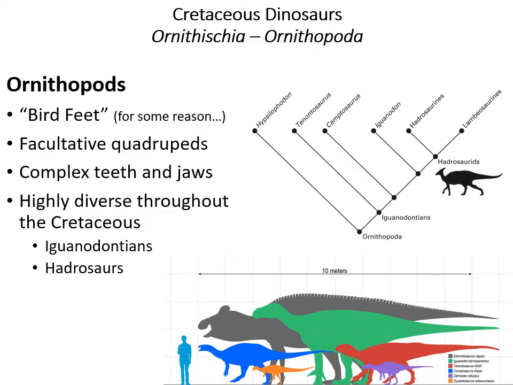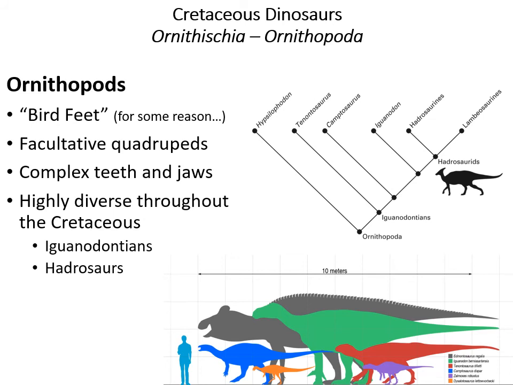So we'll wrap up our ornithischians by looking at ornithopods. In the Jurassic, we were focusing on things like Camptosaurus as some of our earliest ornithopods. In the Cretaceous, we have quite a lot of diversification. This is just like ceratopsians. They just go in all sorts of different directions in the Cretaceous.